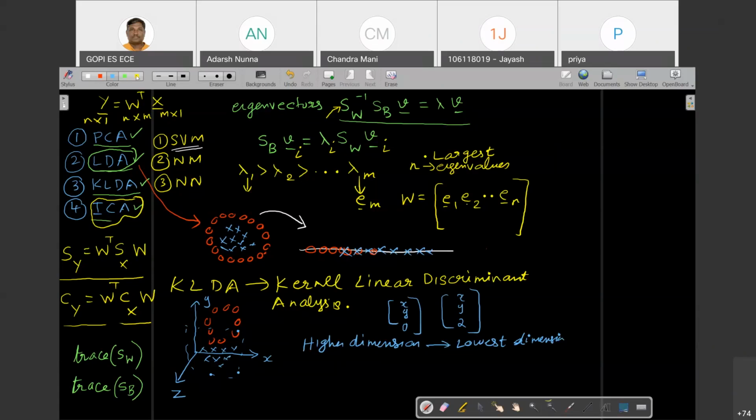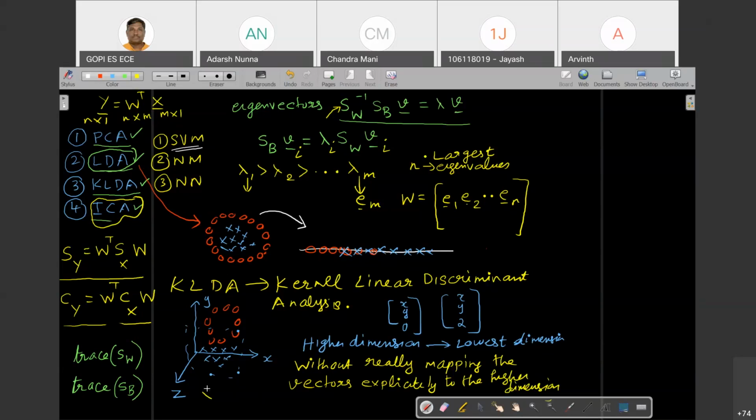But what is more important in that is, without really mapping the vector to the higher dimension, we'll see how we are going to do it, mapping the vectors explicitly to the higher dimension. Just like what we did in regression, we call it a kernel trick.